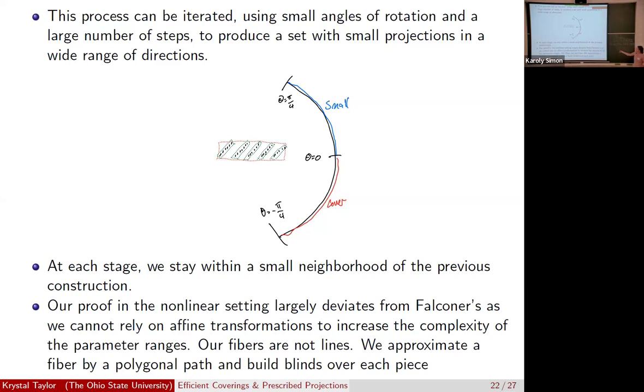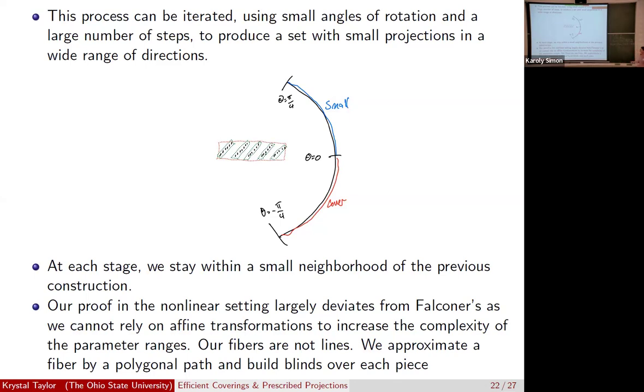So instead of just being small, covering, eventually we want something like small, covering, small. You know, we have some diversity here. So we can't do that. So we need to come up with some new ideas that are unique to the nonlinear setting. So our fibers are not lines.